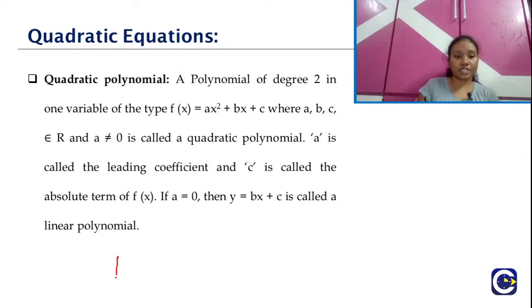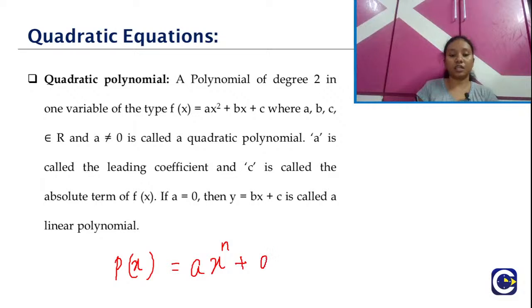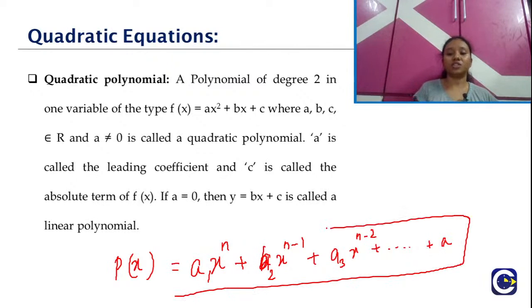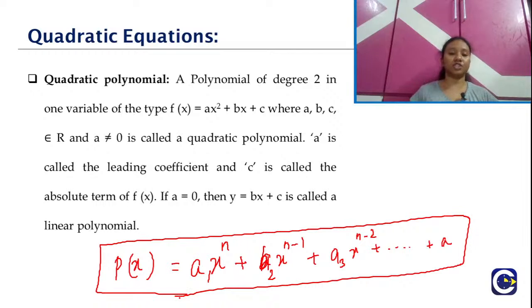So if I take some p of x as my polynomial, the general representation will be a1 x power n plus a2 x power n minus 1 plus a3 x power n minus 2 and so on until some constant an, right? So this is nothing but our general and standard representation of a polynomial.